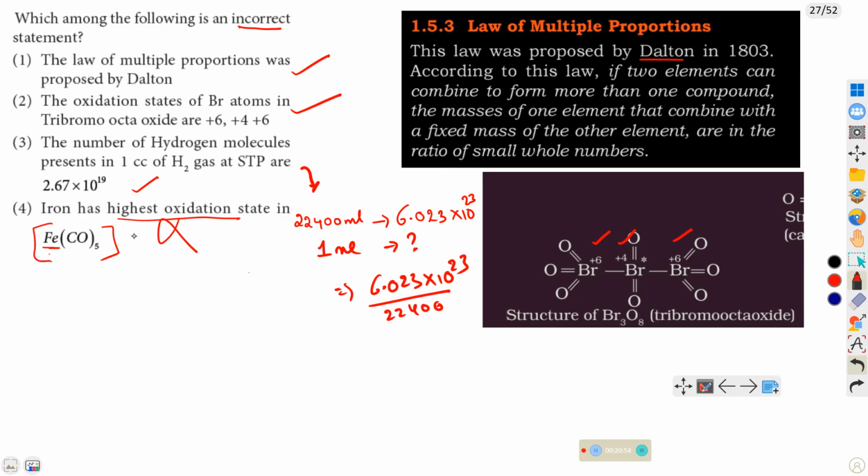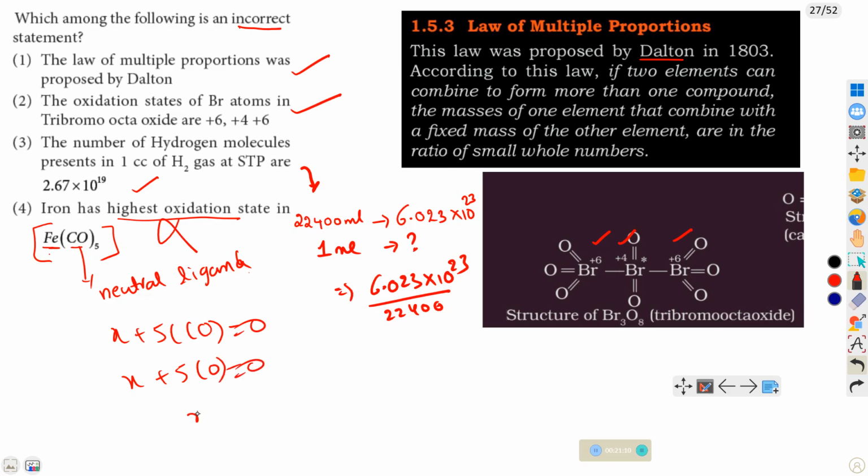in pentacarbonyl iron, carbonyl is an example of a neutral ligand, exhibiting zero oxidation state. X plus 5 into CO is equal to 0. X plus 5 into 0 is equal to 0. X is equal to 0. Based on that, the incorrect statement is the fourth one.